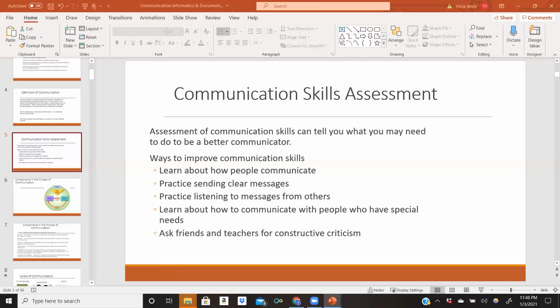You can practice listening to messages from other people. You can learn about how to communicate with people who have special needs. And then you can ask friends and teachers for constructive criticism. If you have a mentor at work, you can ask them for constructive criticism.